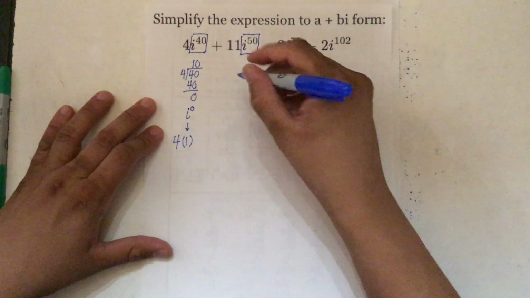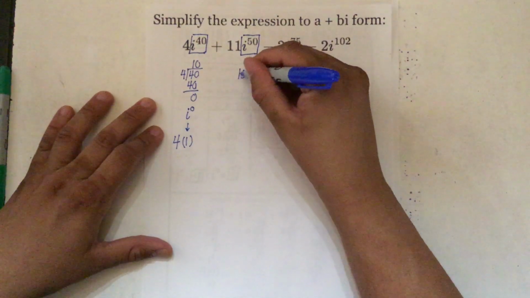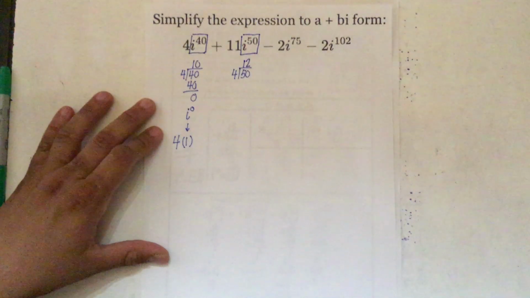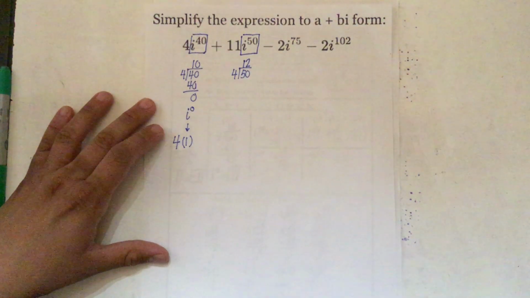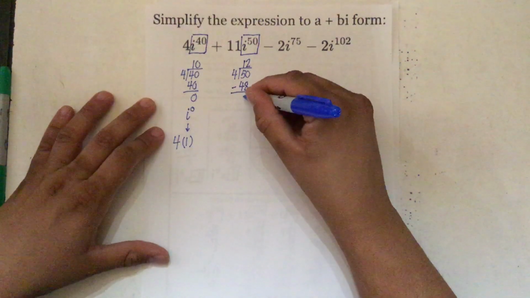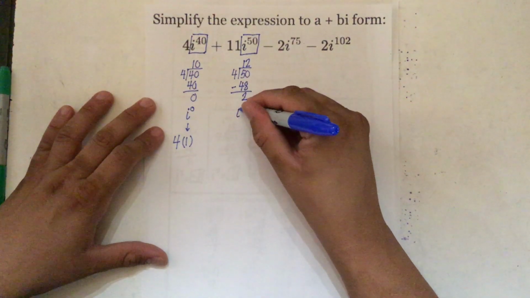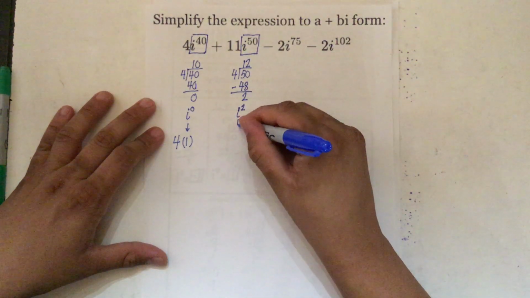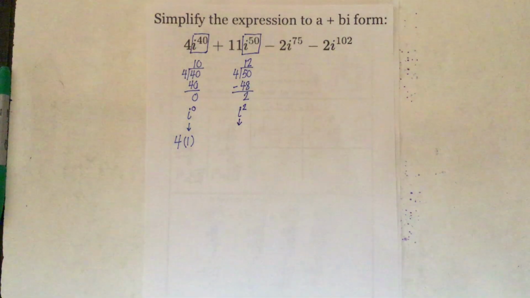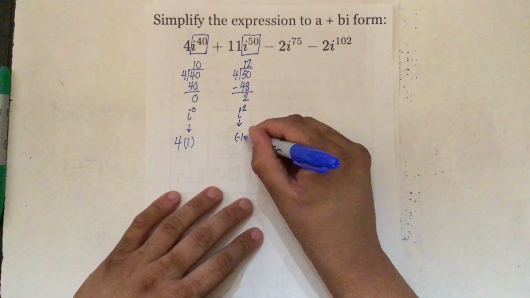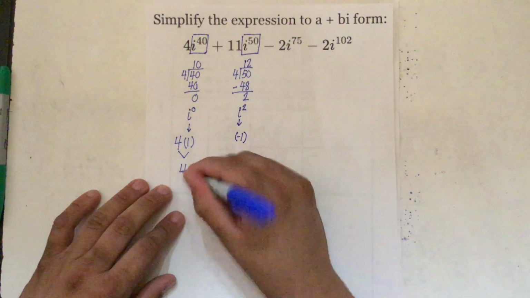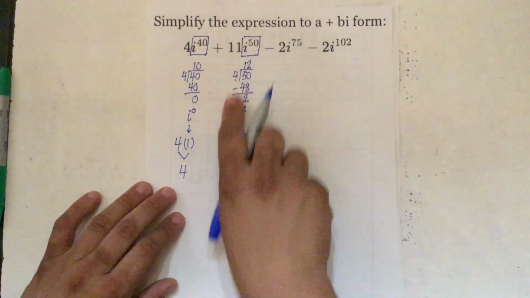Let's do i to the 50 now. So 50 divided by 4. I know 4 goes into 50 12 times, or if you use your calculator, 50 divided by 4 is going to give you 12 point something, right? But the 12 is all we need. 4 times 12 is 48. And I subtract 50 minus 48 is 2. So that's my new i exponent, i to the power of 2. Well, i to the power of 2, we need a reminder here, is negative 1. Oh, I forgot to multiply here. 4 times 1 gives me 4. Right? So this gives me negative 1. Let's not forget our plus 11 here.